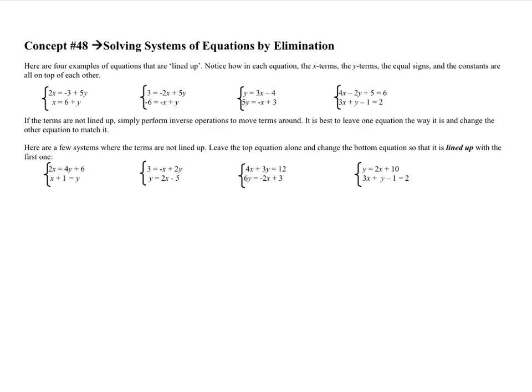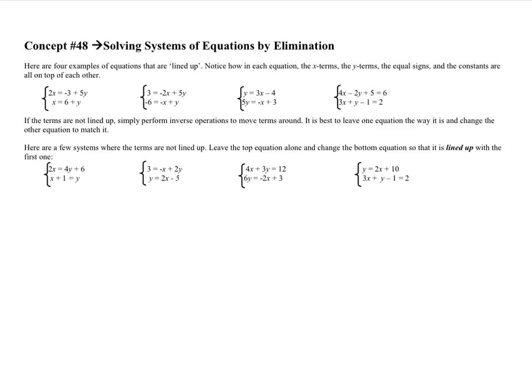All right, welcome back. Today we are going to learn the last method to solving systems of equations, and this method is called elimination. If you have not read the top three paragraphs at the top of your paper, stop the video right now and read that to yourself so you know what it is that I am talking to you about.